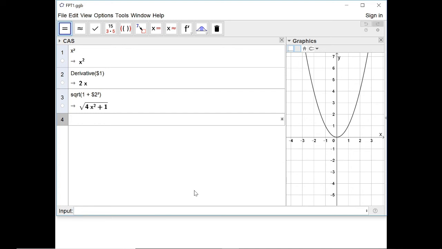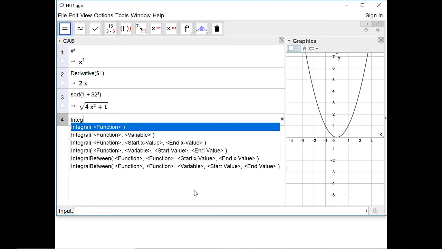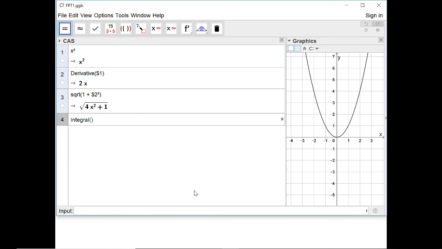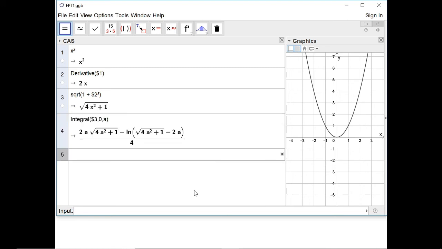And now I need to find the integral. So I put the integral, and I want it to be the expression 3 that I'm integrating, that square root. And the limits of my integral are from 0 up to a. And then it's given me this expression here. So I've got 2a square root of 4a squared plus 1 minus the natural logarithm of the square root of 4a squared plus 1 minus 2a, all over 4.